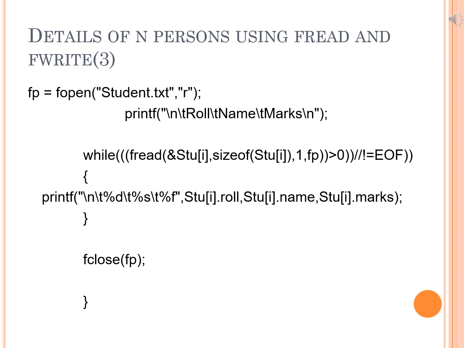So fread has 4 parameters: ampersand stu[i], that is where you are reading into, the size, the number of times and the file pointer. Whenever it is greater than 0, or you can write not equal to end of file, it will be printed. So the loop is repeated till you reach end of file. In the program I have written both the formats. You can write any one, that is whether it is greater than 0 or not equal to end of file. Once you're over with the while loop, it means you have finished reading whatever is in the file and printed it onto the terminal, and then you're closing the file, fclose(fp), and closing the program.